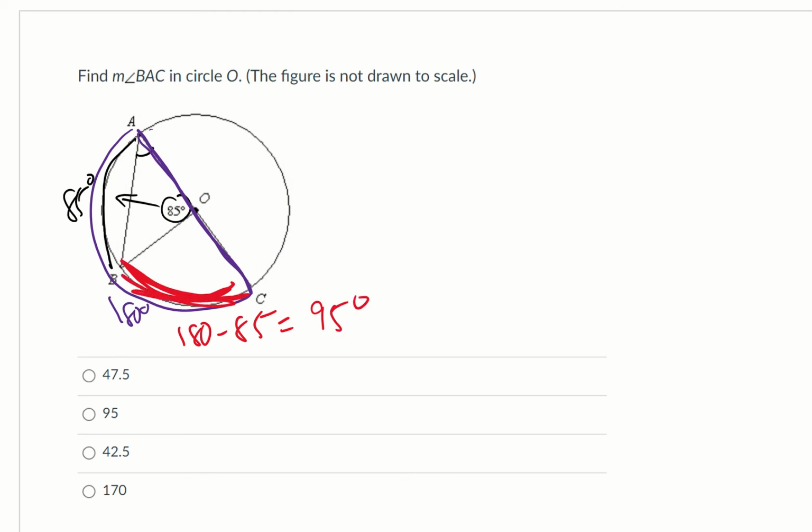And if that's 95, notice that this here is an inscribed angle, which is always half of its arc. So this is going to be half of 95, which is 47.5.